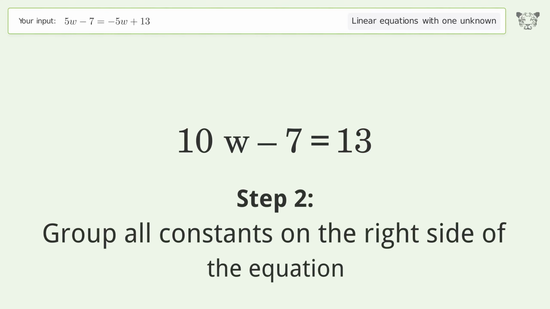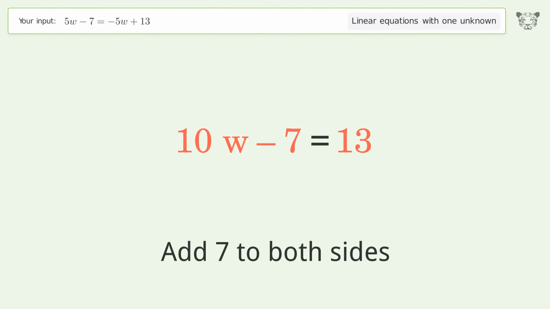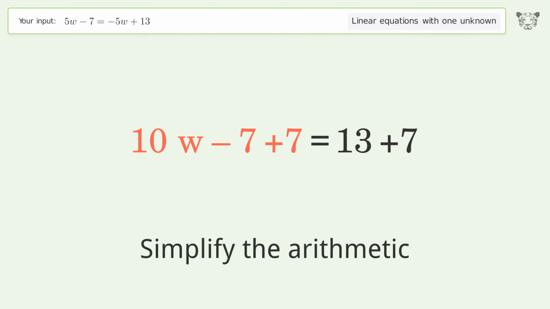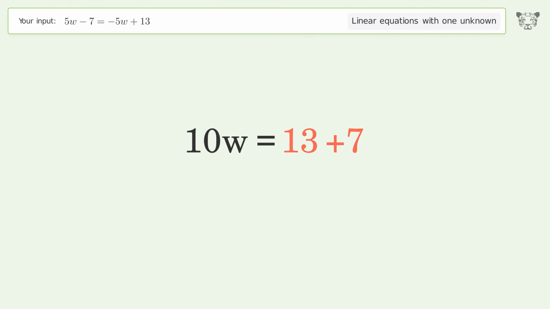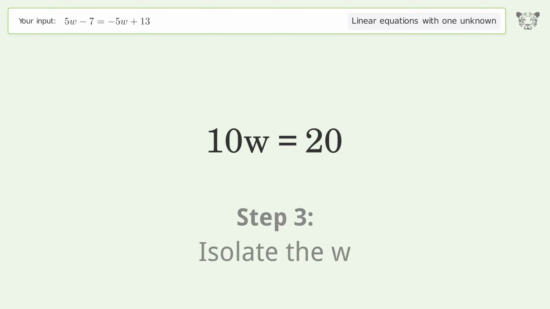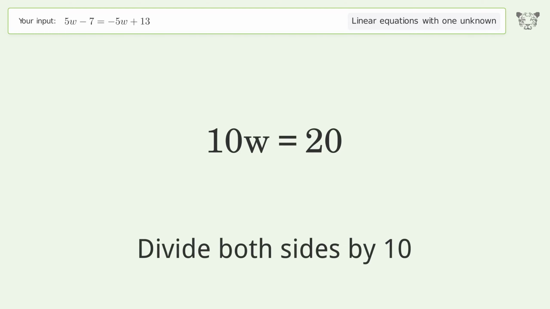Group all constants on the right side of the equation. Add 7 to both sides. Simplify the arithmetic. Isolate the w. Divide both sides by 10.